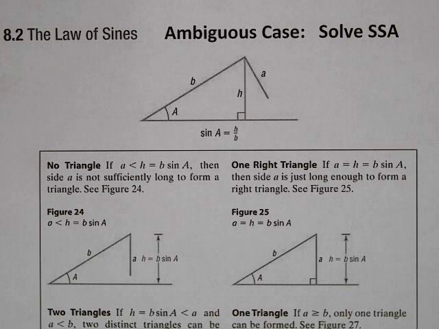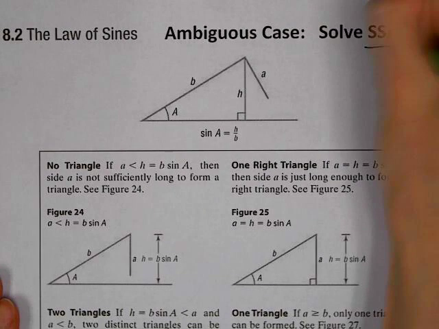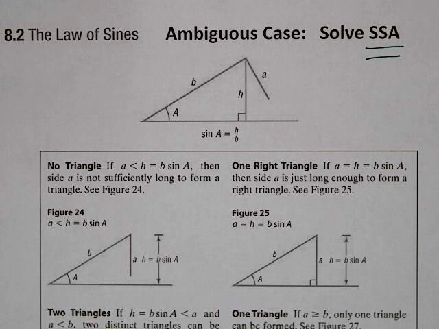Hey guys, welcome to 8.2 day 2. We're still on the law of sines, but now we're on that ambiguous case, which is when you have SSA or ASS, which is a bad word. So whenever you see a bad word, you'll know to check for the ambiguous case.